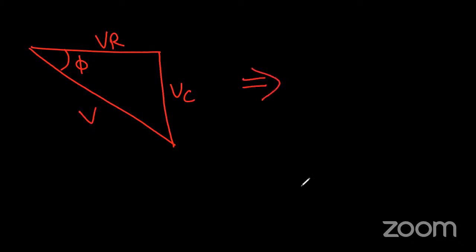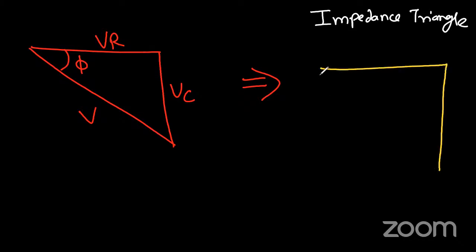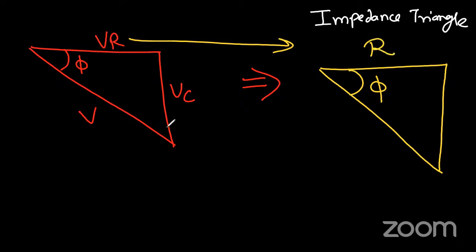So this is a voltage triangle. इसको मुझे convert करना है impedance triangle में. So draw the same format. Then draw the phi. VR is replaced by R, VC is replaced by XC, and V is replaced by Z. So how to draw the impedance triangle? It is R, XC, and Z.